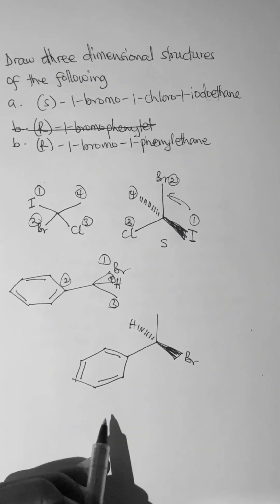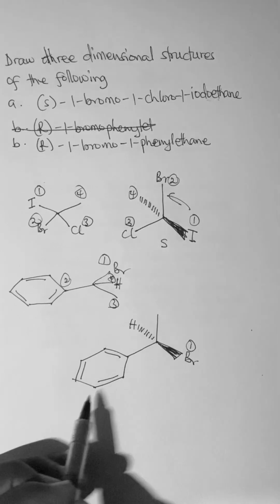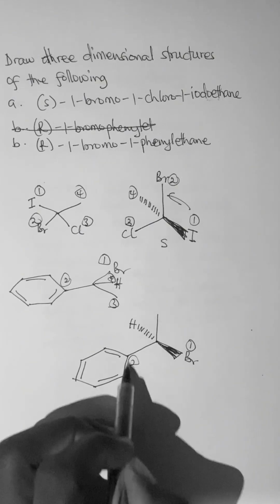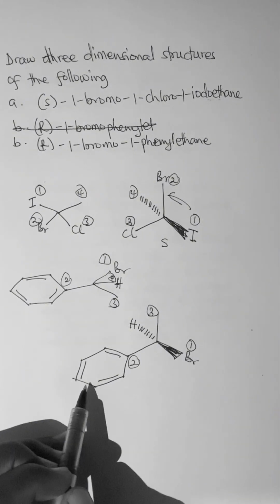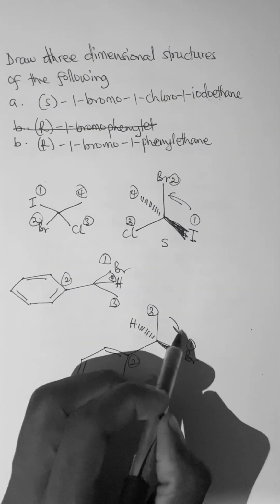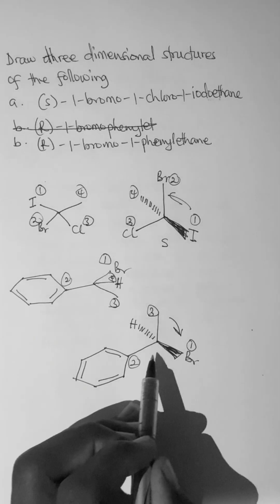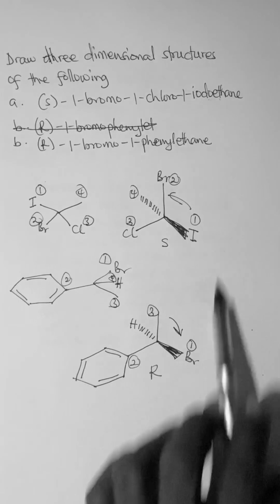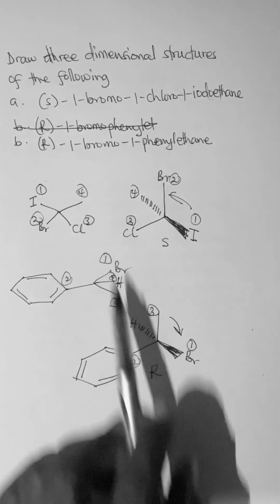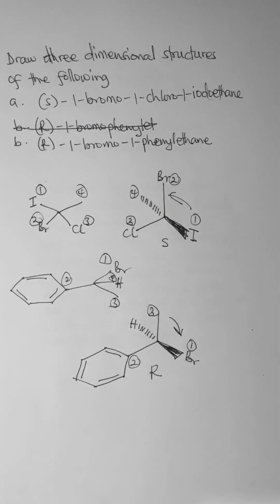Now let's determine the configuration. So bromine is 1, then the phenyl group is 2, methyl is 3, and then the proton is at the back of the molecule. So you see that it is going in the clockwise direction, which is an R. So this is an R molecule. So these are the drawings of these molecules in a 3-dimensional structure.